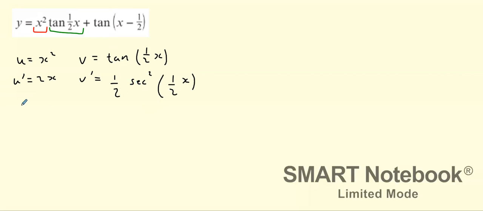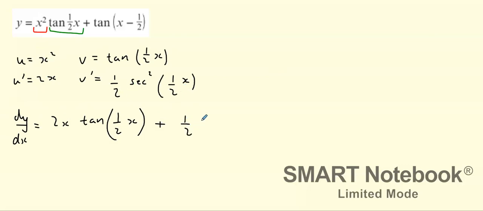So that's that bit. And so that will be the product rule there. I'm going to come back to that in a second. So let's have a go at that. So dy by dx, v u dash, so tan a half x times 2x. Now, this 2x I'm going to actually write at the front. So 2x tan a half x plus uv dash. So x squared times a half sec squared a half x. So I'm going to write half x squared sec squared a half x.